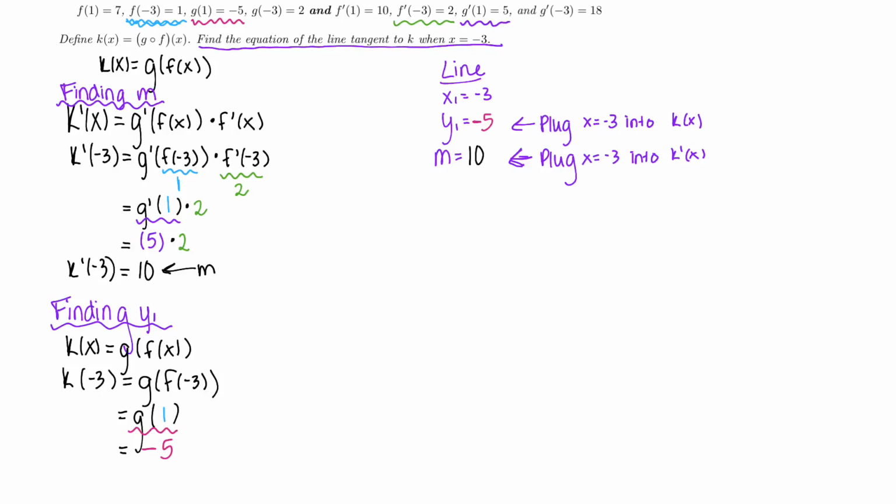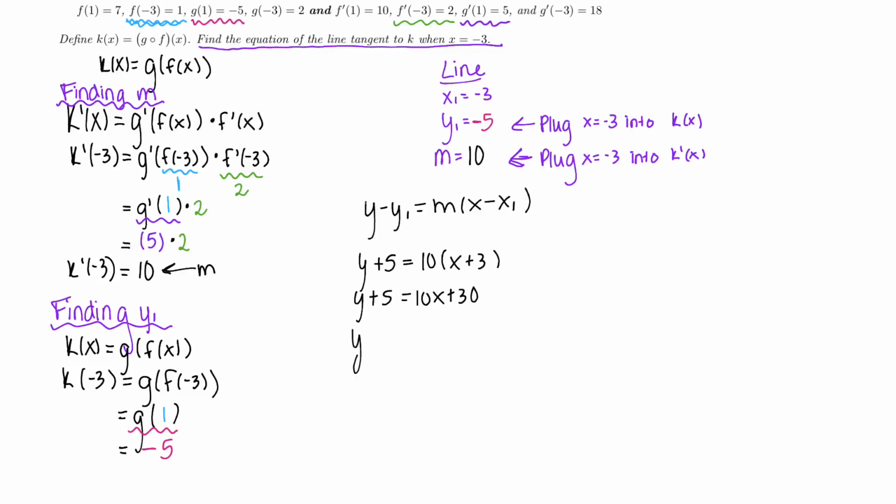We now have x, y, and m. That is everything we need to do y minus y1 equals m times x minus x1. y plus 5 is equal to 10 times x plus 3. So y plus 5 is equal to 10x plus 30, subtracting 5 on both sides, y equals 10x plus 25.